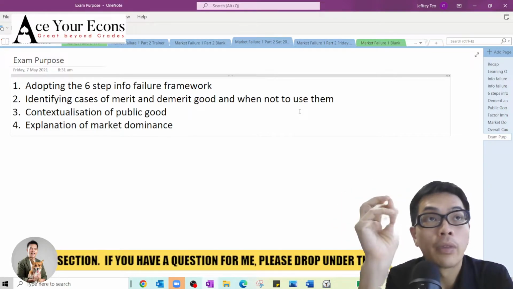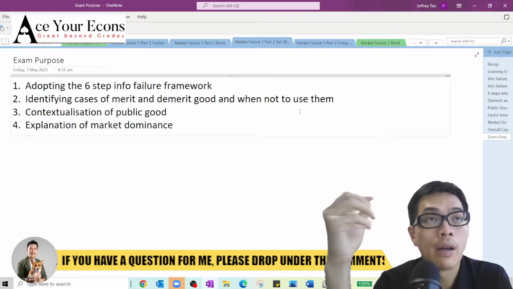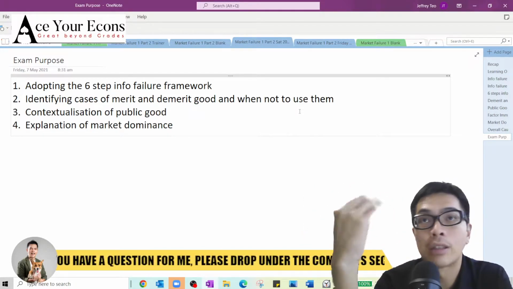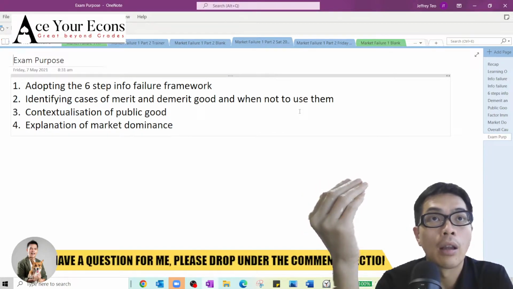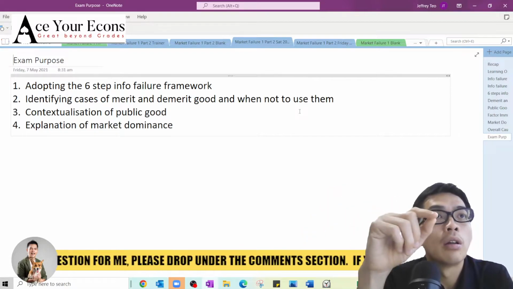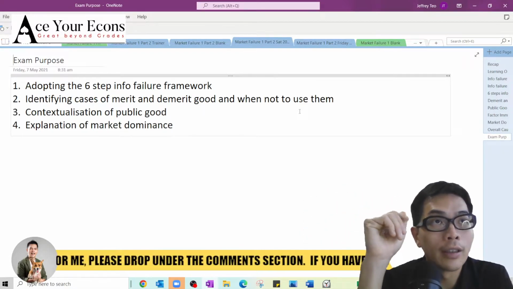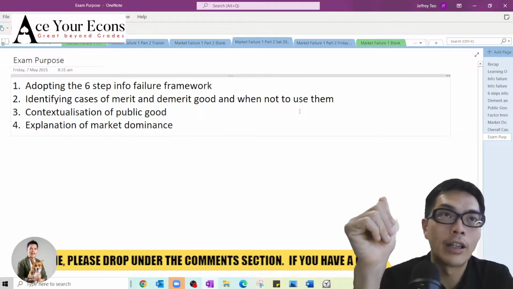Public good, we need to contextualize with respect to the definition. Remember, we went through the exercise of public toilet, whatever, right? Remember, go through the exercise and pen it down. Market dominance will be covered in a story for another day. It is important, but story for another day.